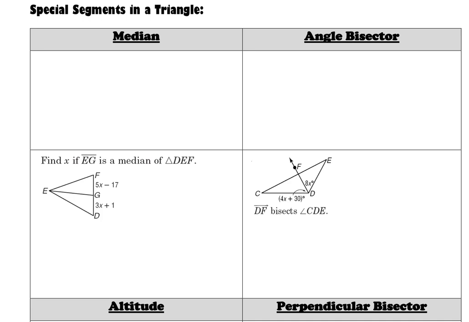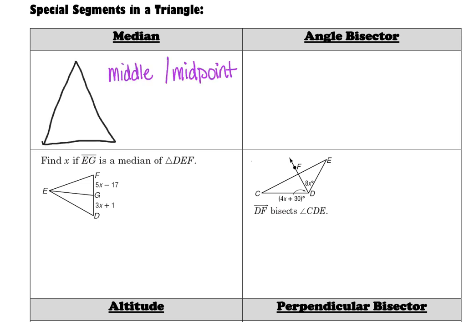Today's lesson, we are going to look at special segments in a triangle. Our first special segment is called a median. When you hear the word median, I want you to think of middle or midpoint. To draw in a median, I am going to take one vertex of my triangle and draw a line connecting the middle or the midpoint of the other side here. Because our median is going to the midpoint, this other side of the triangle is split into two equal parts.